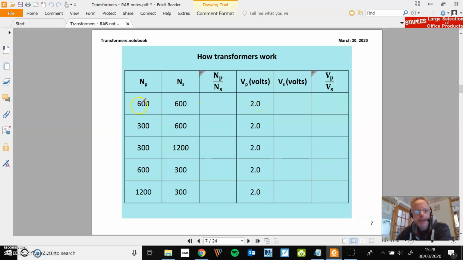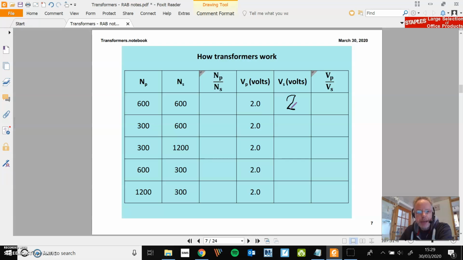Okay, so to start off with, just to see what happens, we'd never do this in real life, but we'd have equal numbers of turns on the primary and the secondary. And when we do this, what we'd find, if we had a really good transformer, is that we got 2 volts there. So when there are equal numbers, 600 turns and 600 turns, we would get the same voltage on the secondary that we got on the primary.